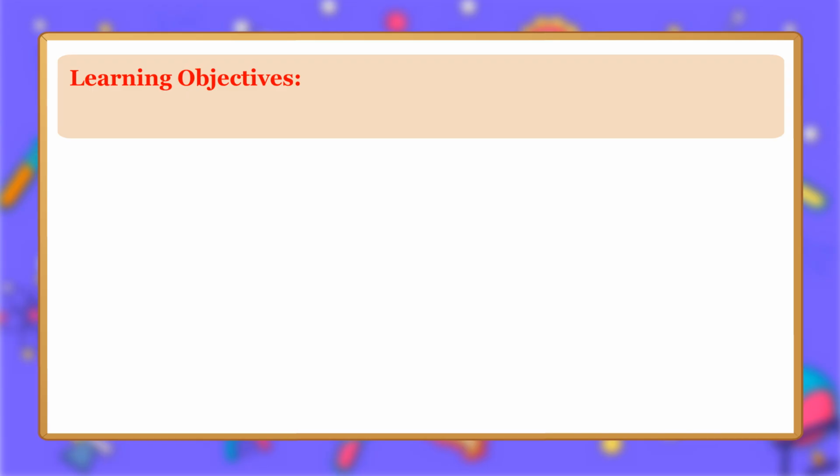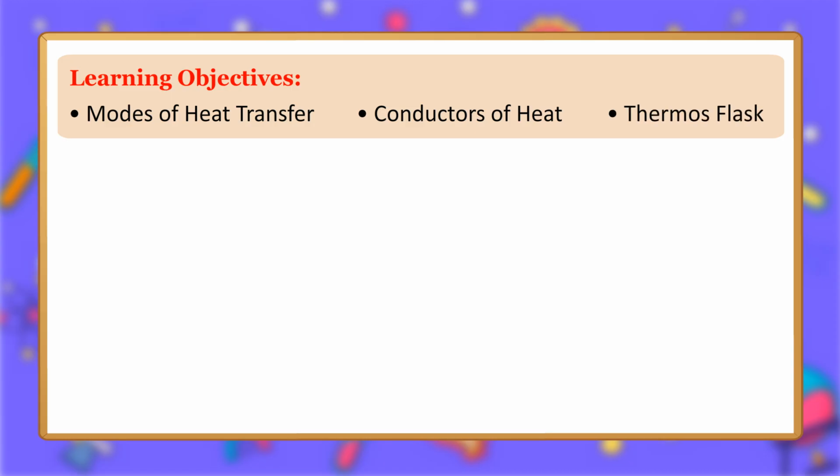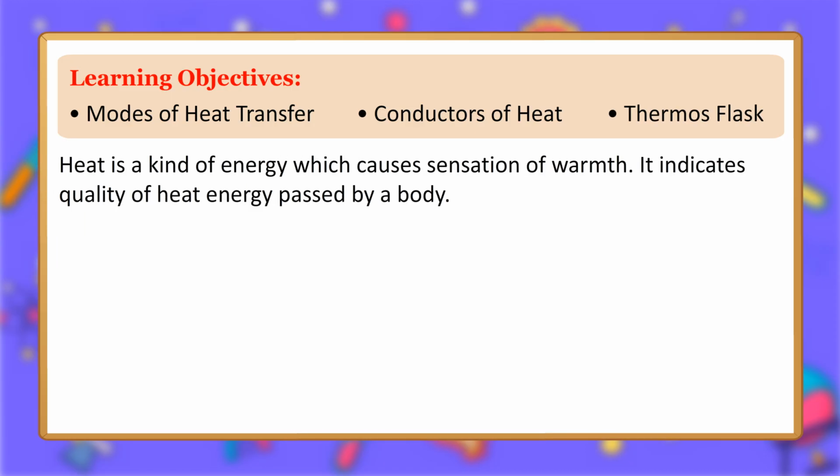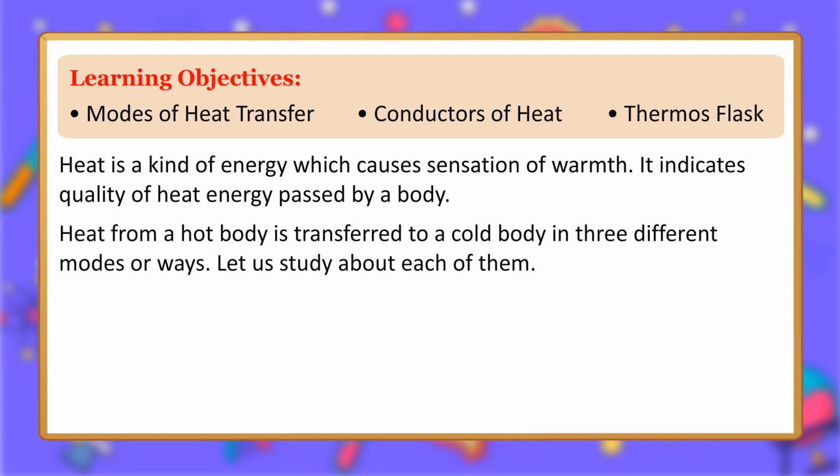Flow of heat. Learning objectives: modes of heat transfer, conductors of heat, thermos flask. Heat is a kind of energy which causes the sensation of warmth. It indicates the quantity of heat energy possessed by a body. Heat from a hot body is transferred to a cold body in 3 different modes or ways. Let us study about each of them.